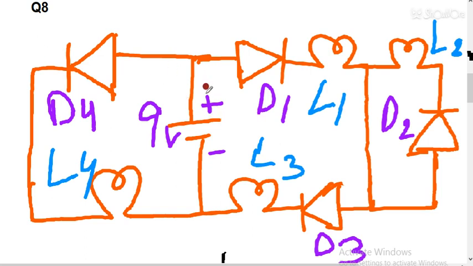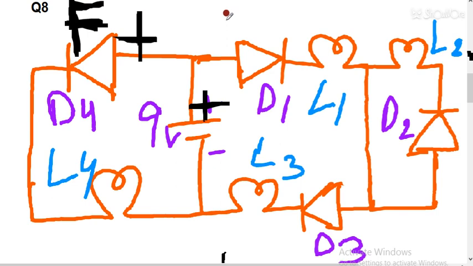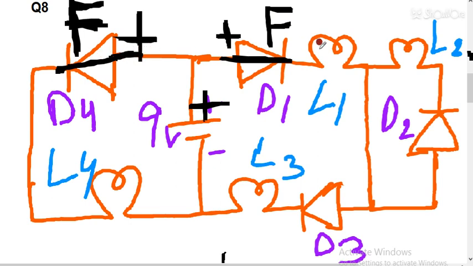So here is the positive voltage of the battery. Some positive voltage will go here, which means this diode, D4, will be forward biased. Students, you can note down that D4 will be forward biased. Now some positive voltage will also flow in this direction, which means D1 is also forward biased. So both will act as closed switches, and I am closing them. So two are closed now.